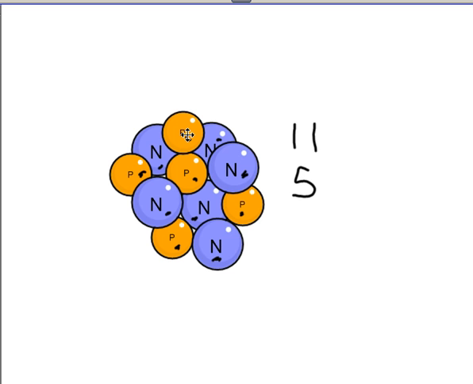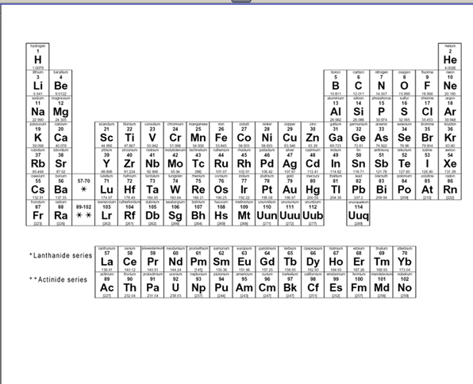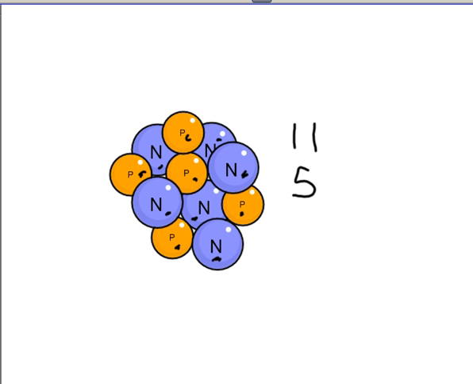If you want to know what that atom is, we just look at the periodic table and find it. So it's a proton number of 5. 1, 2, 3, 4, fifth element, there's 5 written there. So it is boron. So we can name our element as boron.